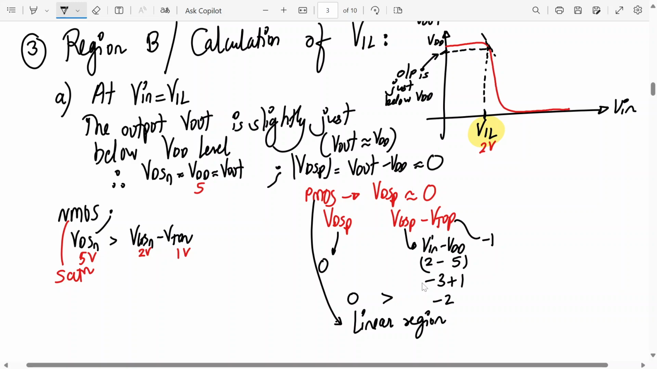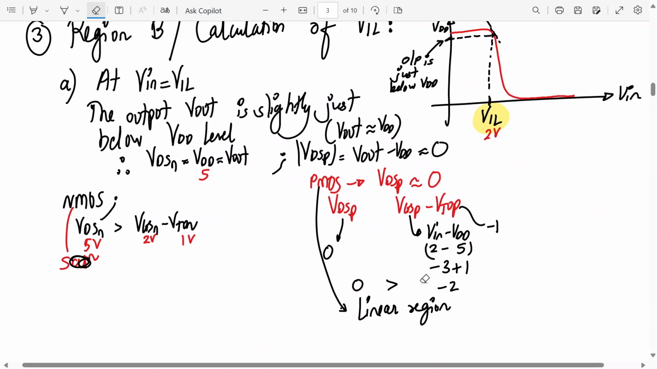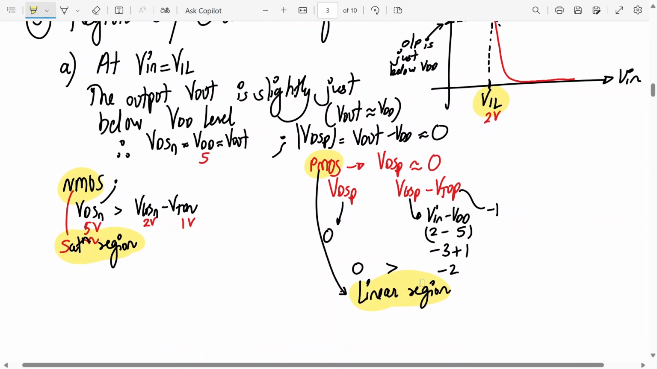So NMOS is in saturation and PMOS is in the linear region. Are you understanding? Yes or no? In region number B, do you agree on that? I've used numbers and explained it to you all. You can check it out yourself.